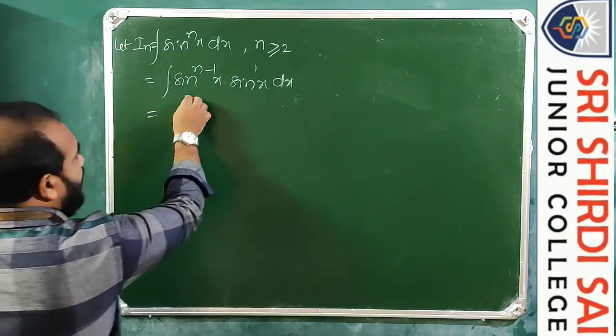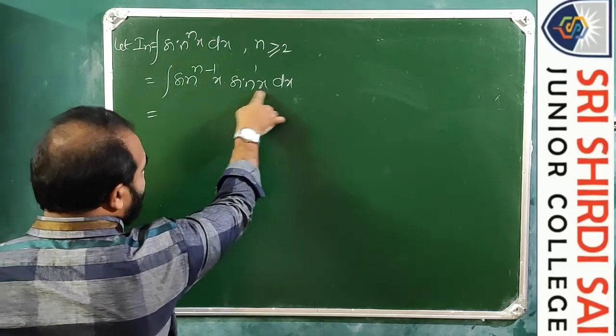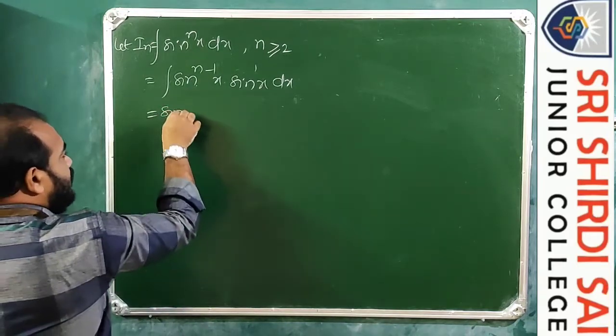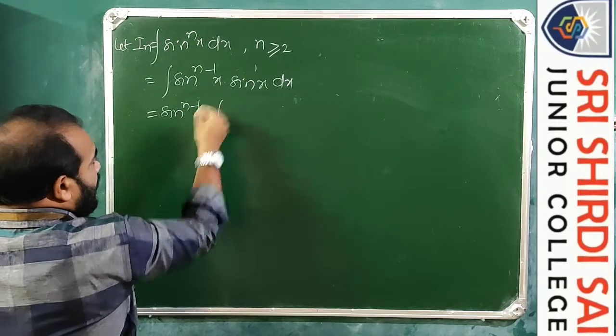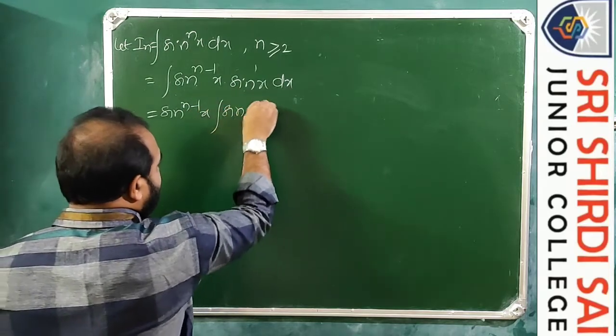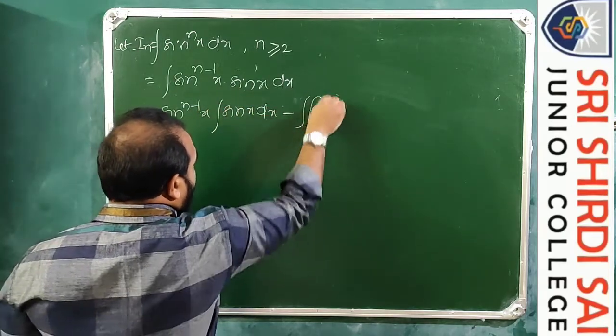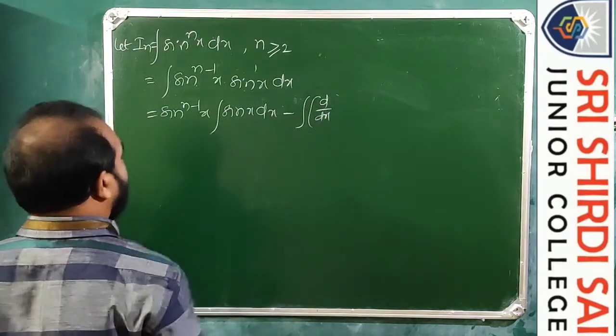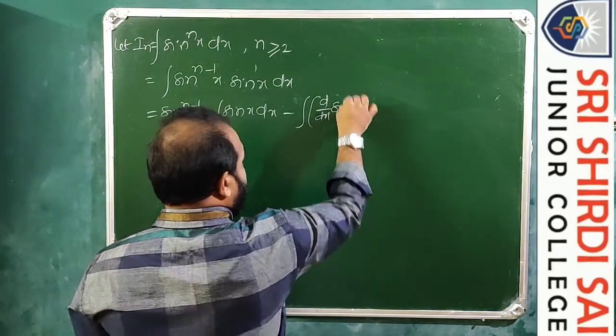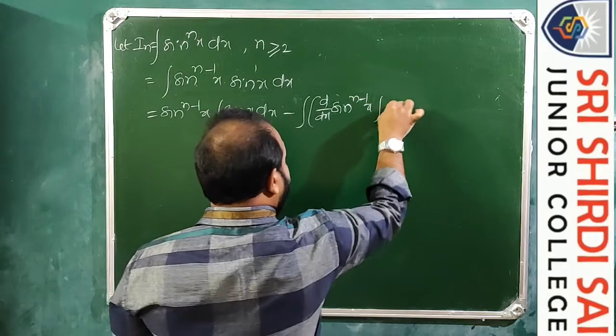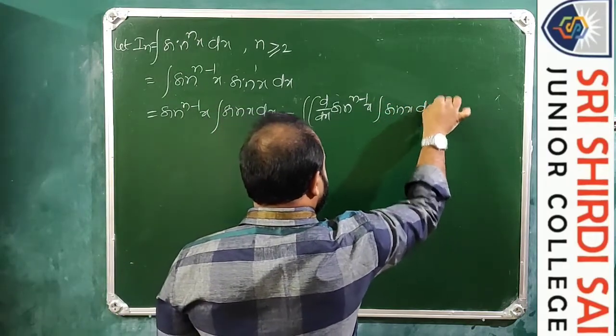So here let us take this to be the first function and this to be the second function. First function into the integral of the second function dx, minus the integral of d/dx of the first function into the integral of the second function dx, whole dx.